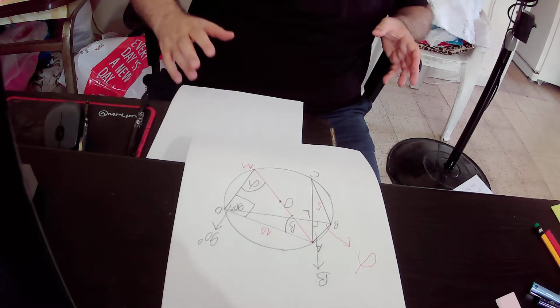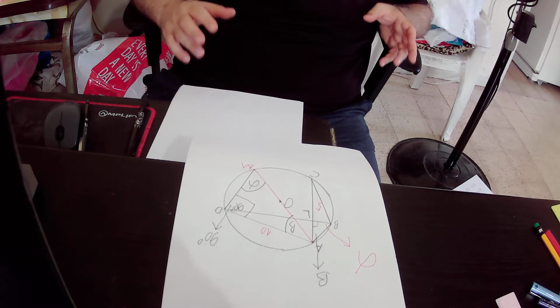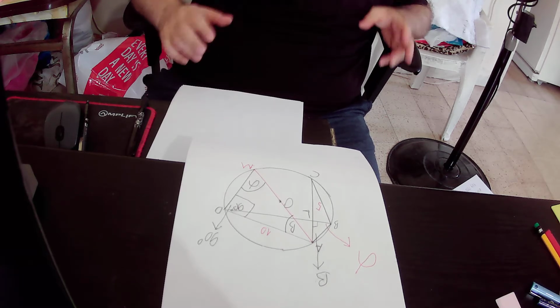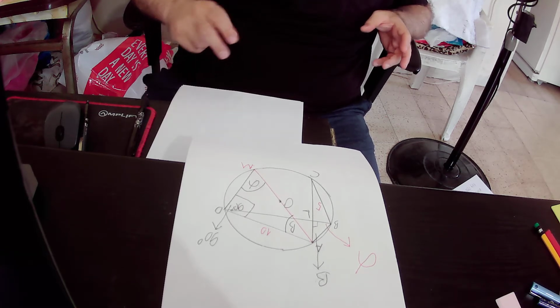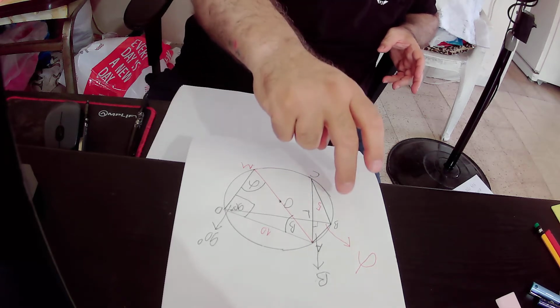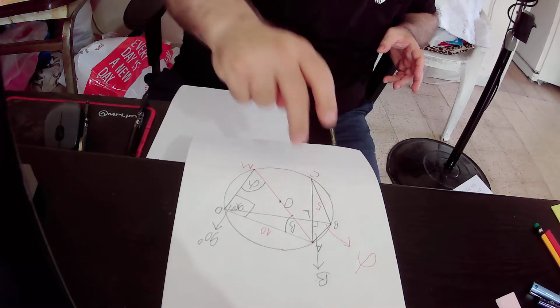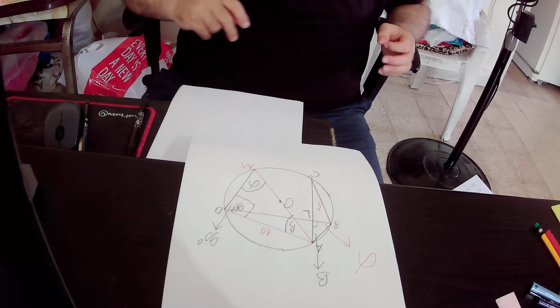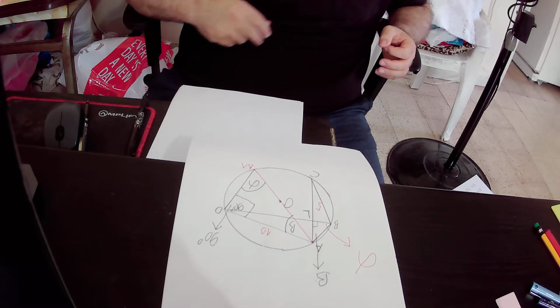So equal peripheral angles rest on equal chords. Those two peripheral angles are equal to each other, therefore they rest on equal chords. That is to say, BC equals MD. Okay?